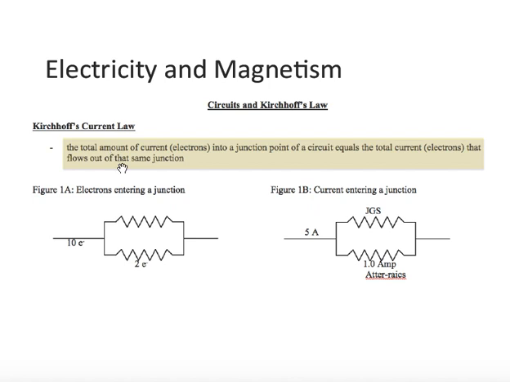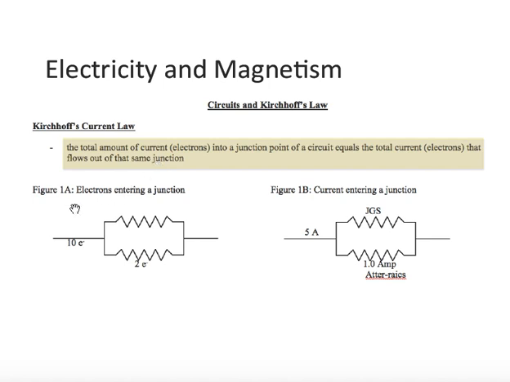So now on to circuits. To understand circuits, we need to understand some laws that were derived by Kirchhoff. So let's start off by looking at Kirchhoff's current law. The total amount of current, or electrons, into a junction point of a circuit equals the total current, or electrons, that flow out of that same junction.